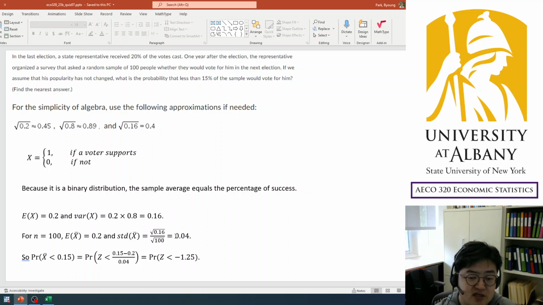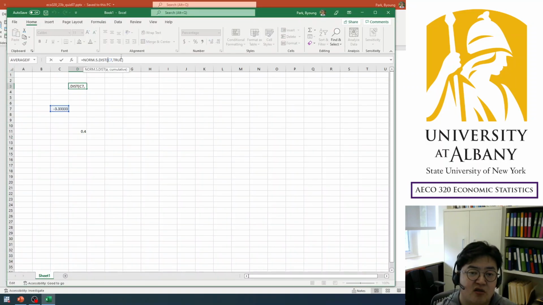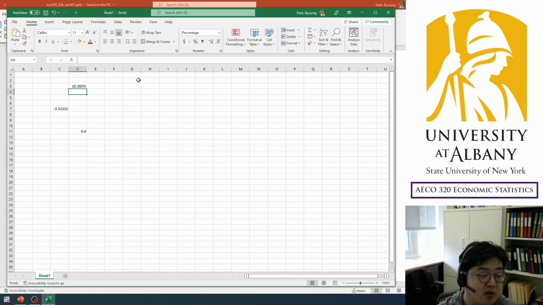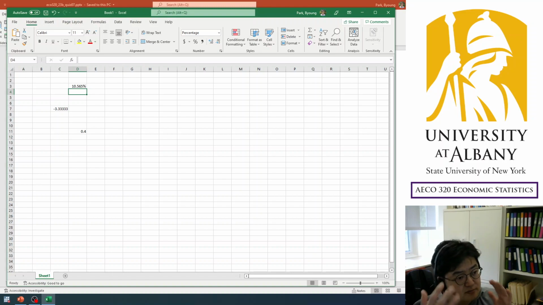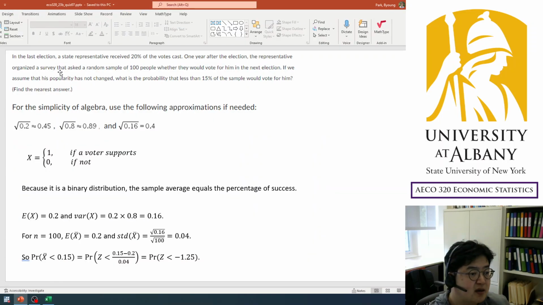Then using the mean and the standard deviation, you can standardize. So the probability that less than 15% would vote for him, that means the sample average is less than 0.15, standardized to a standard normal distribution, is less than minus 1.25. Plug that number in here, minus 1.25. You are going to get 10%. So due to the randomness in the sampling, you may have a big error in the survey result.